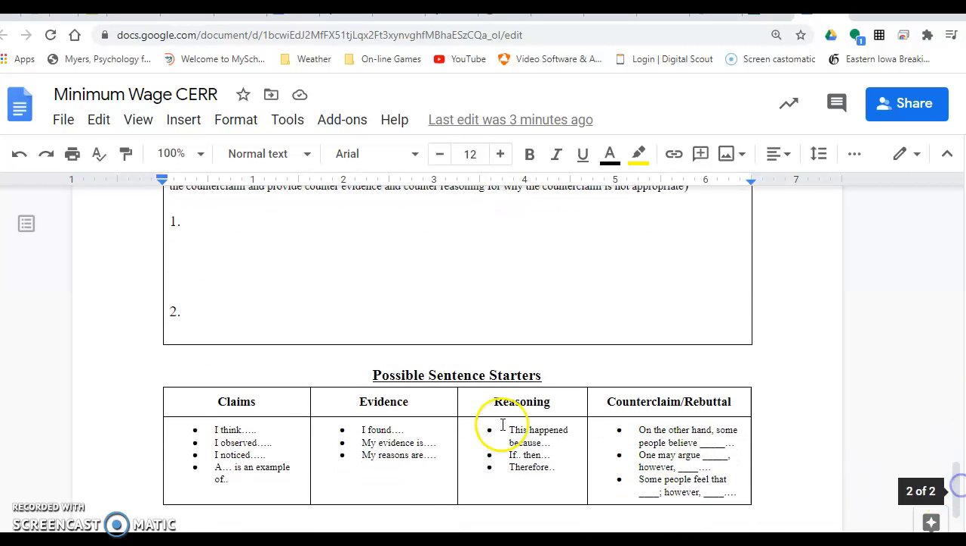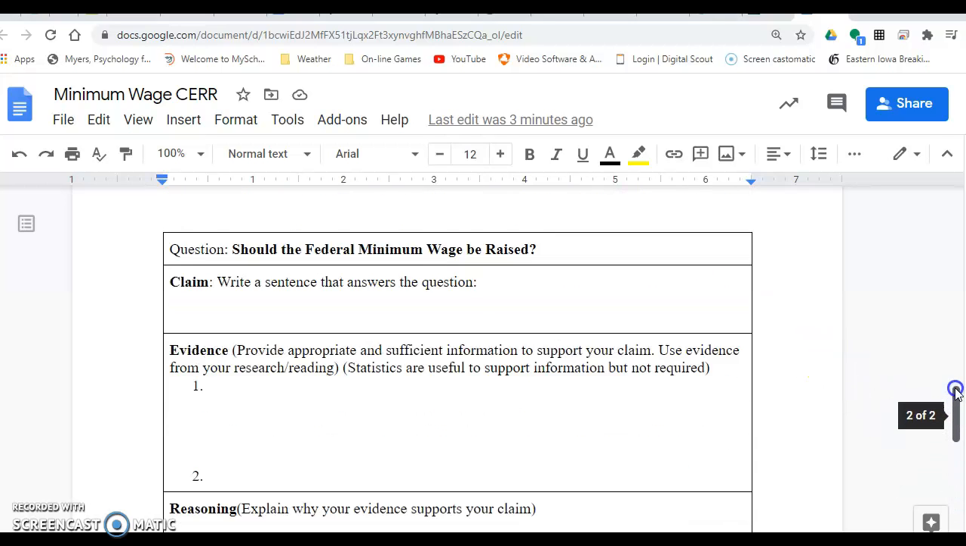You also notice down here, I have some possible sentence starters for your claim, the evidence, the reasoning, and the counterclaim and rebuttal. So up here you would say, on the other hand, some people believe that raising minimum wage would lay off more workers. However, so on and so forth. And that is how you would write that writing assignment.